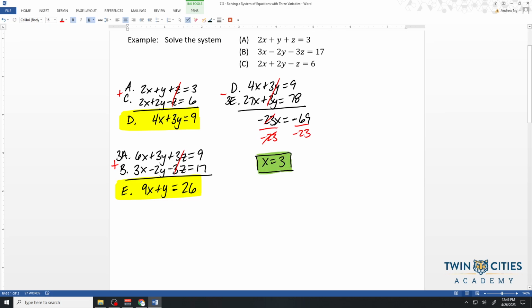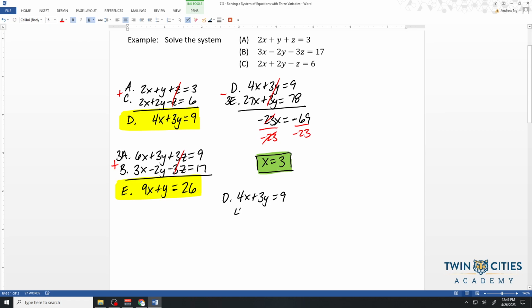Once you've solved for one of these variables, x equals 3, you're going to go back a step to your highlighted equations. You're going to pick one of these and plug in x equals 3 in this case. So if I pick equation D, let's write that out here. D is 4x plus 3y equals 9. And I now know x equals 3.